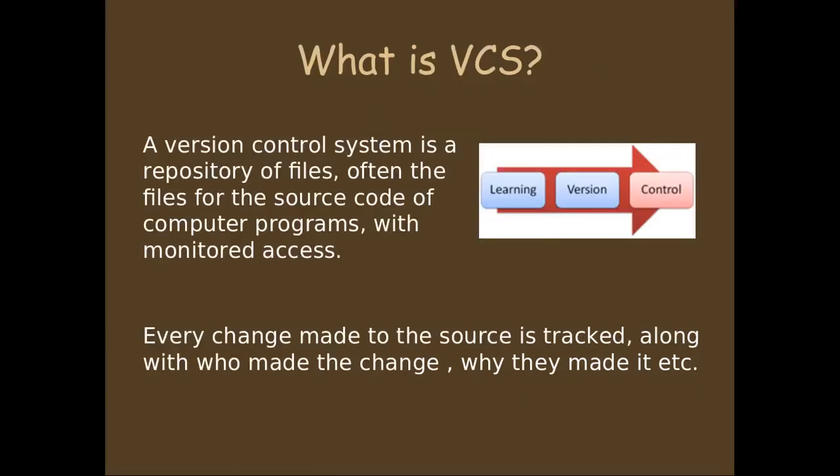So first of all, let us look through what a VCS is. A VCS stands for Version Control System, which is a repository of files, often the files for the source code of computer programs. A VCS tracks every change made to the source, along with who made the change, when it was made, and which files were modified during the change in the snapshot.